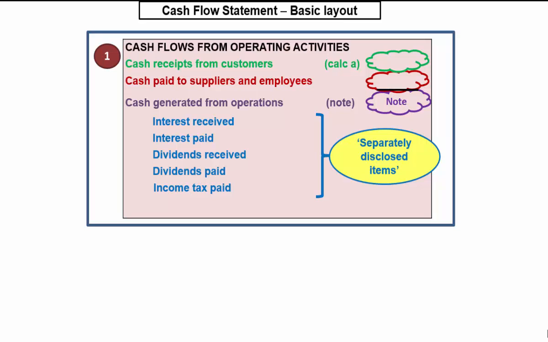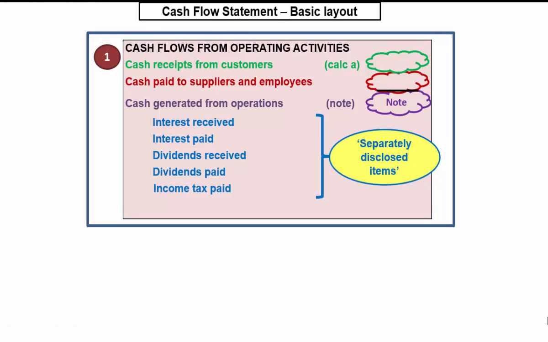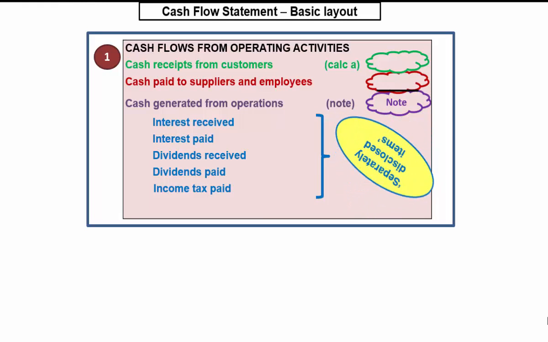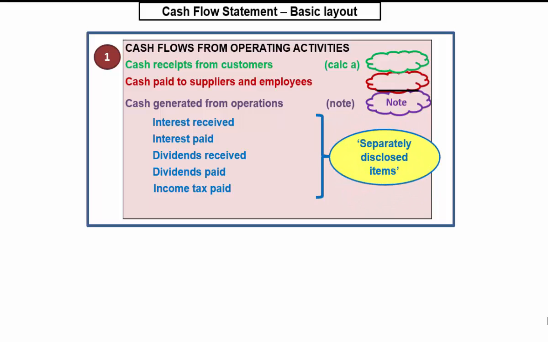Check that your cash receipts from your customers, an inflow, no brackets, minus the cash paid to your suppliers and employees, an outflow in brackets, will give you the cash generated from operations which you got in your note. The last little bit of this section are our separately disclosed items. How do you get to those numbers?